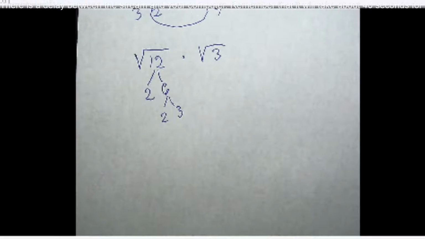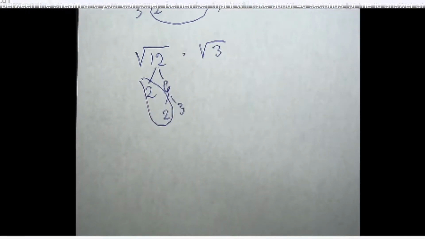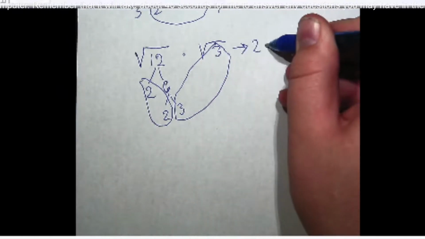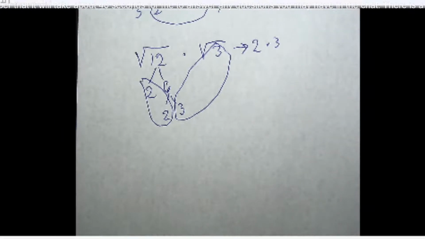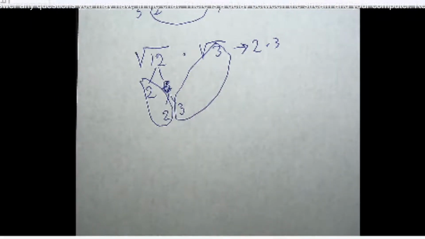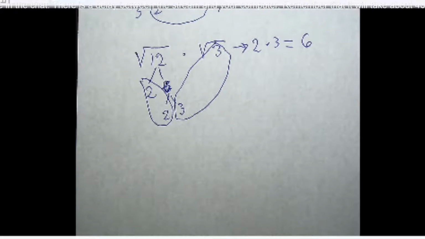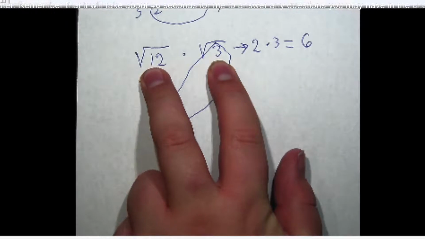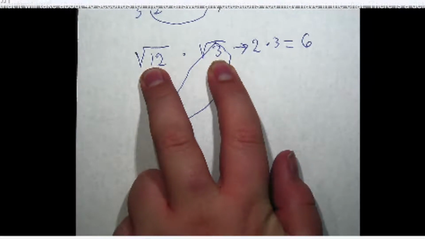Okay. Well, I got a pair of 2s, don't I? What else do I have a pair of? 3s. So a 2 comes out, a 3 comes out. What's left over? Well, we already broke it up as 2 and 3. Trick question, nothing. There's nothing left over. So our answer is just 6. Why? Well, 12 times 3 is 36. 36 is a perfect square.